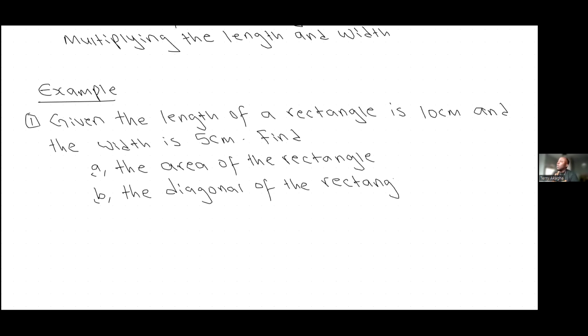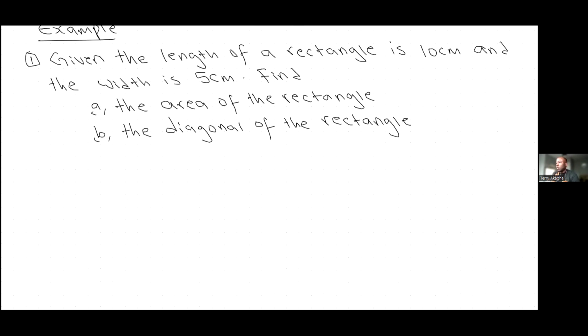Okay, so now if we want to have this correctly, we have a rectangle like this. The length is 10 centimeters. The width is 5 centimeters. So the diagonal here that divides it into 2 is what we're looking for. D, we don't know what that is.